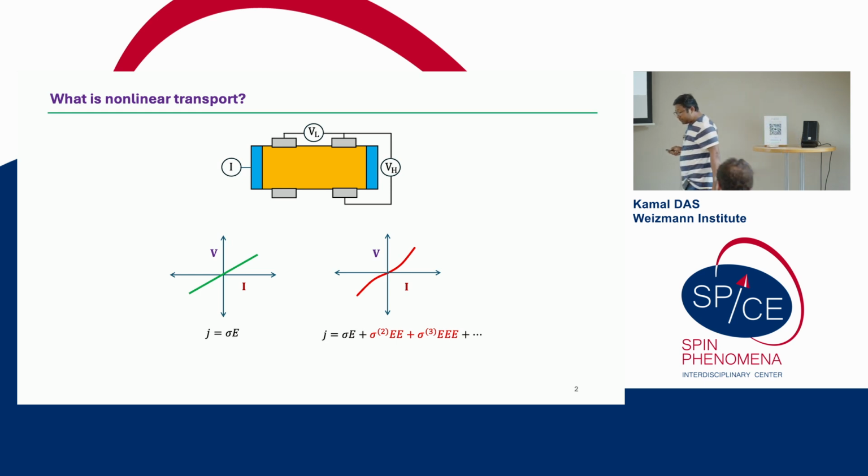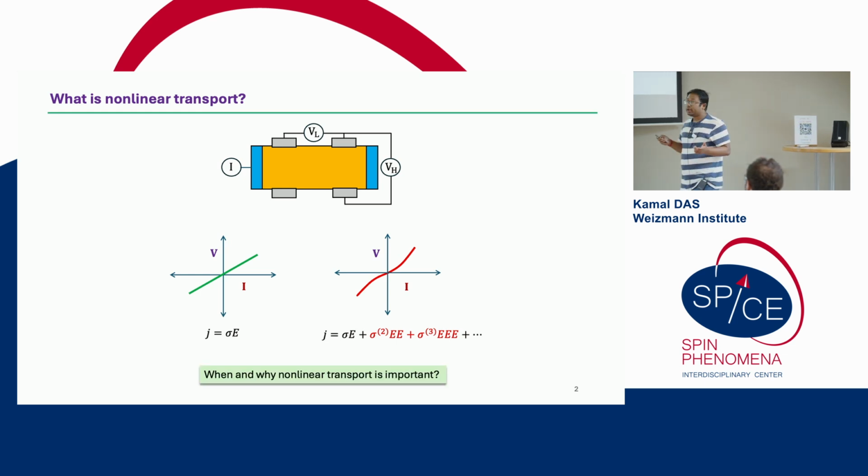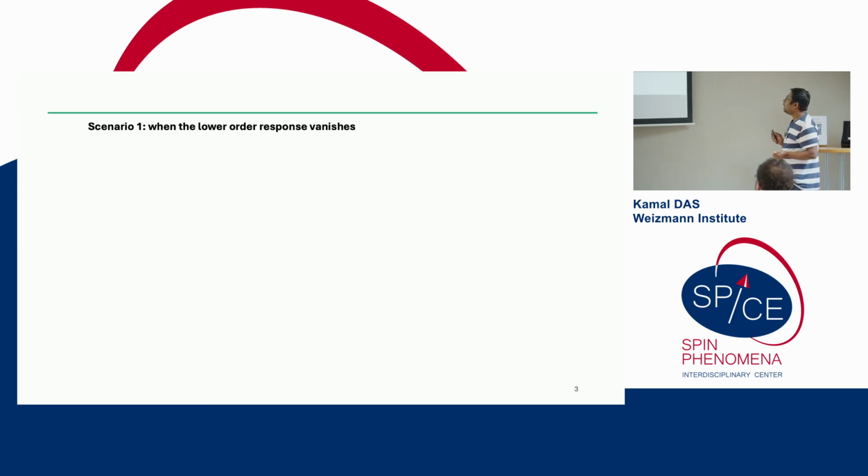Now, perturbation theory teaches us that if you make the bias stronger and stronger, there is no surprise that some nonlinear response will always appear in a system, right? So the question is when and why the nonlinear transport is important. The first scenario where the nonlinear transport can be important is when the lower order responses vanish.